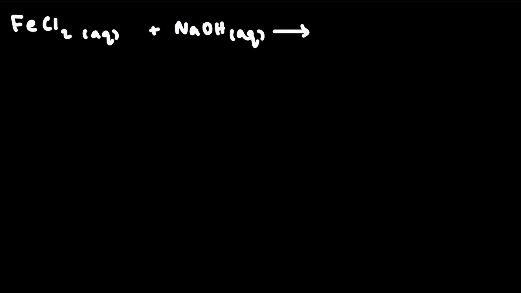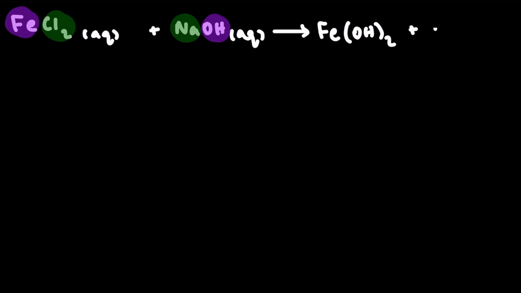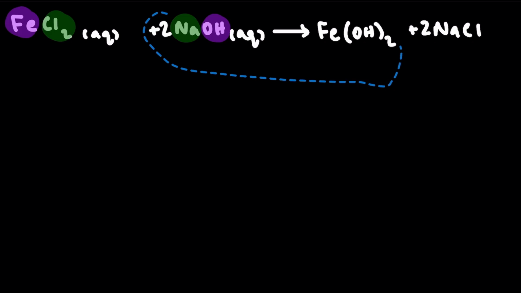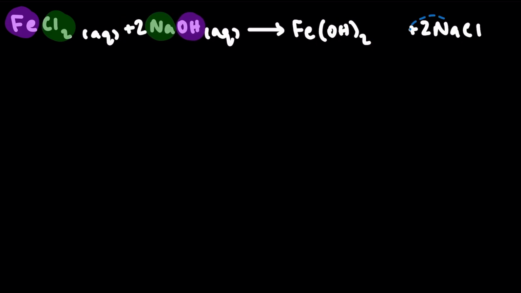So in order to work out the products of this equation, we know that because it's double displacement, we need to swap around the cations and the anions of both of these molecules. So our products will be iron hydroxide and sodium chloride. And when we balance this up, we know we need a 2 around here, as well as a 2 around the sodium chloride. And that's our equation there.